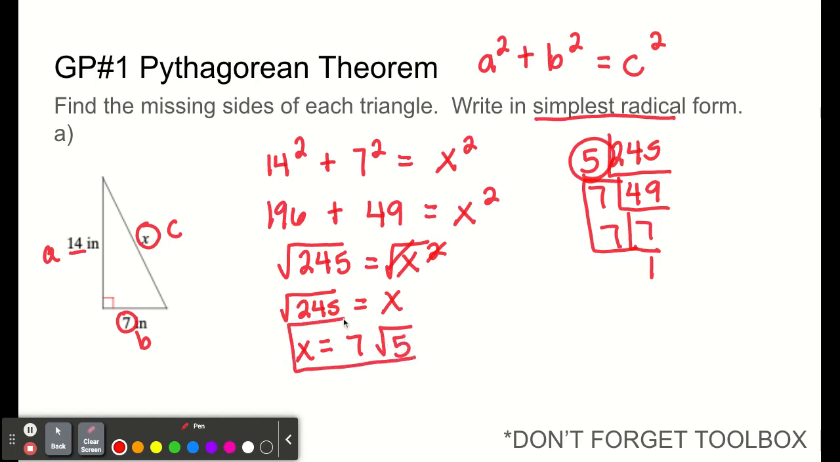Now, something to keep in mind here is that we've seen with solving quadratics that anytime we square root, when we're solving, we're going to include a plus or minus in front of our answer. However, because this represents measure of an object, we don't have negative measurements. So anytime we're looking for the missing side, it's just going to be a positive value.